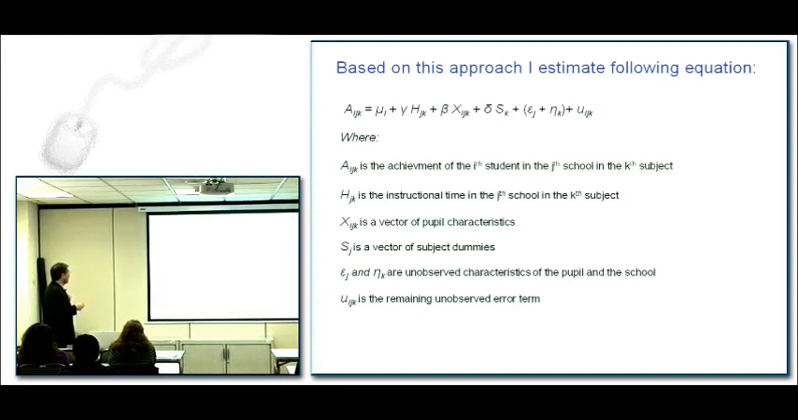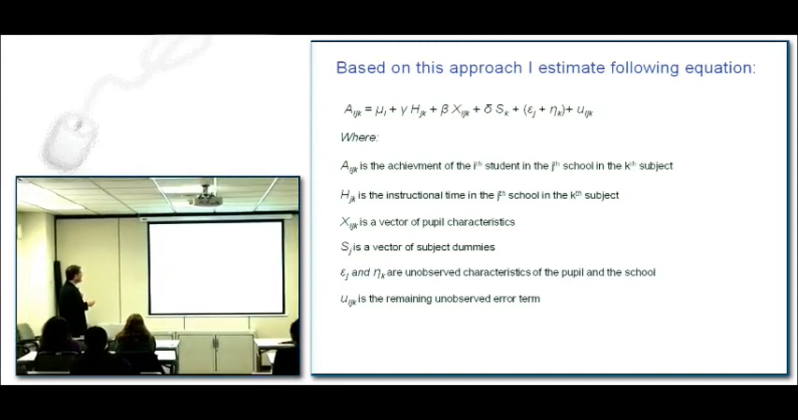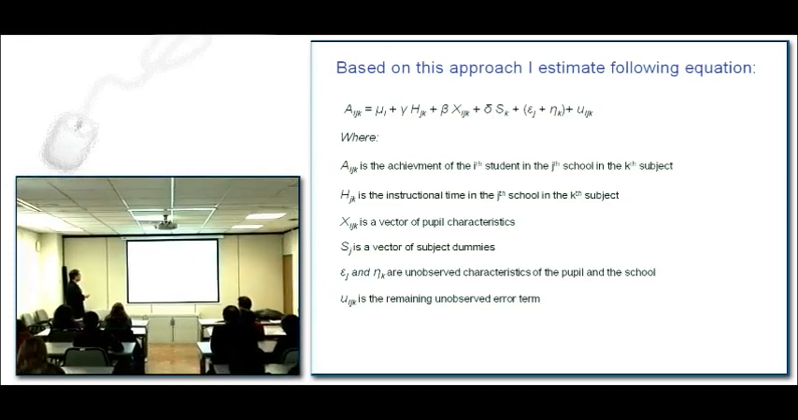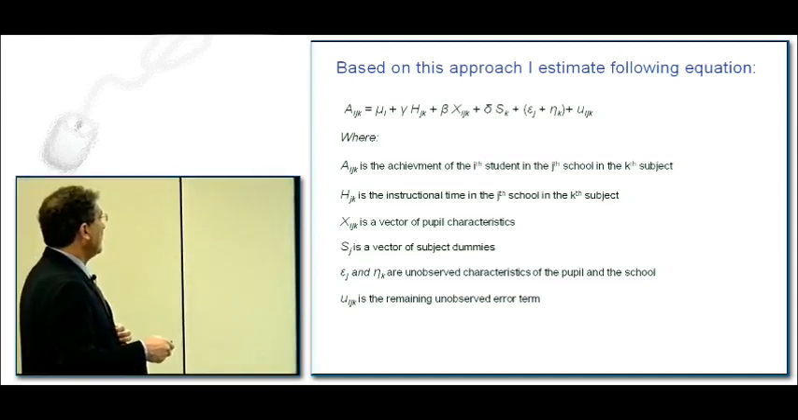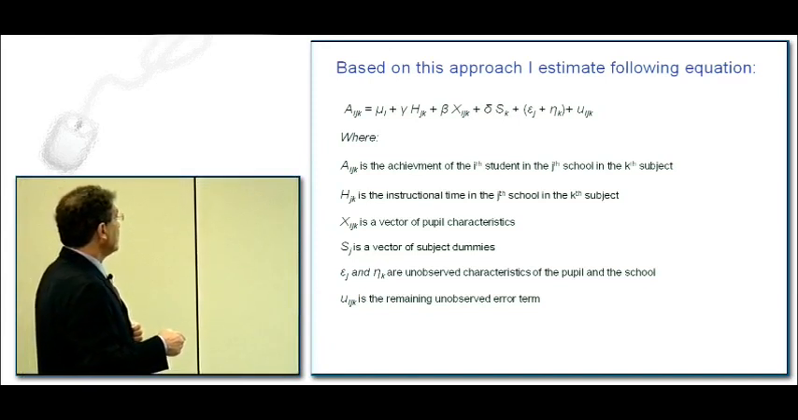Okay? So this is how I measure H. This is the student background characteristic. This is SK, subject dummies. Okay, so it's a dummy for each subject. If, for example, the test scores in English are always higher, in reading always higher than in math, that will be captured by this. And then there are some unobserved characteristics of the pupil and the school. Once we introduce the school fixed effect, it kills these two effects.